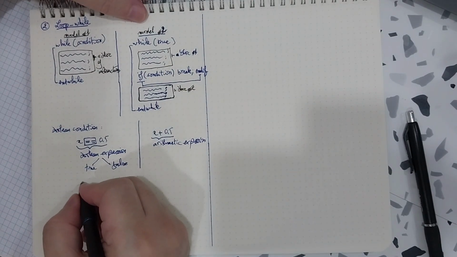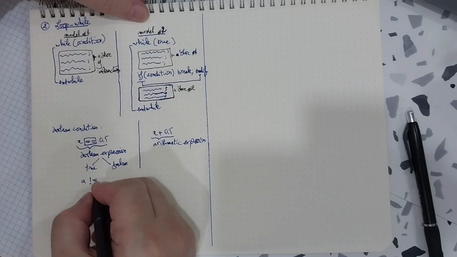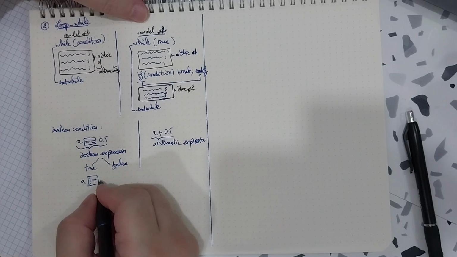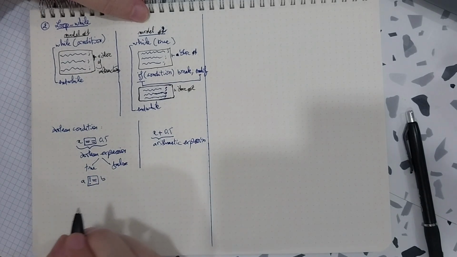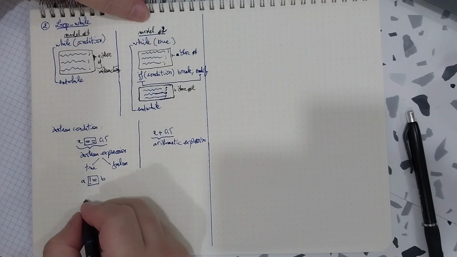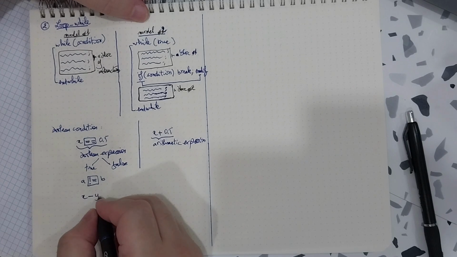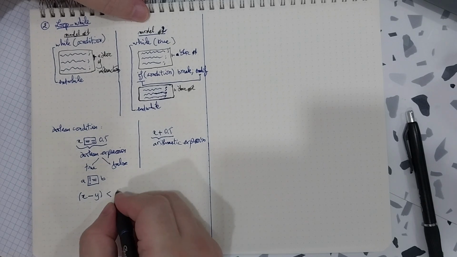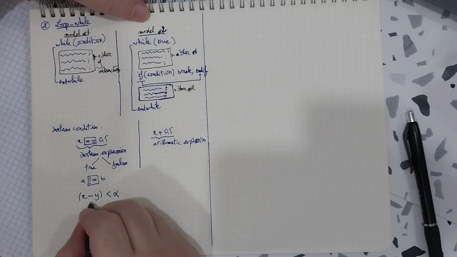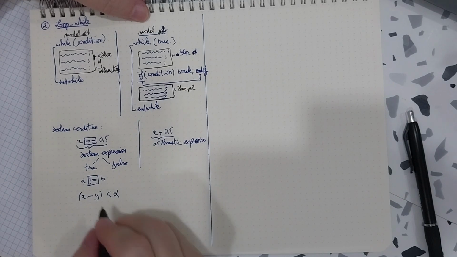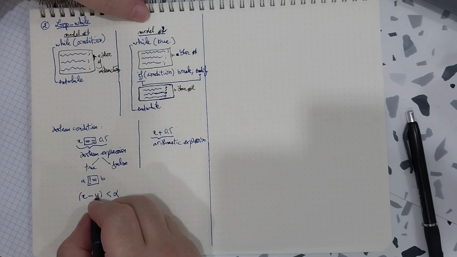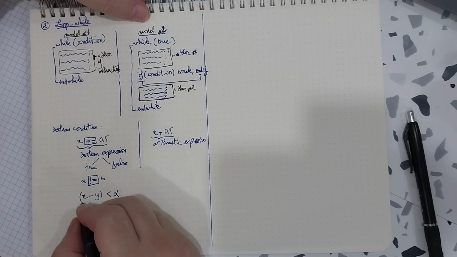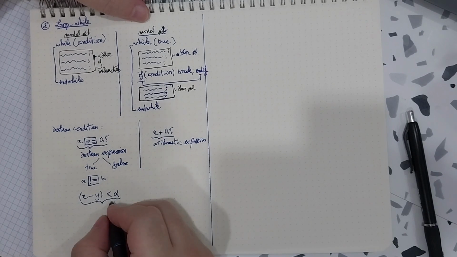Another example, A different from B. Express different in this way. A different from B. It is either true or false. Or, for example, the difference of x minus y is less than alpha, for example. It is also either true or false. X minus y is an arithmetic expression, a number, and alpha is a number. And you compare them, you get either true or false, a Boolean expression.